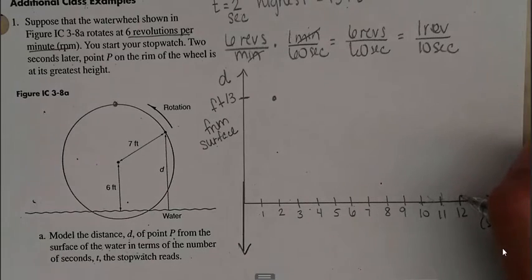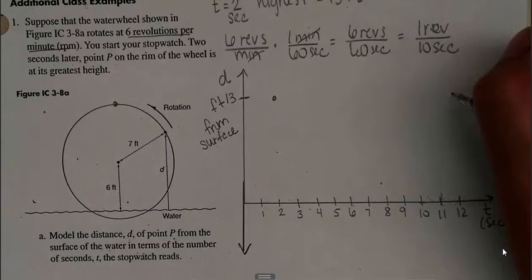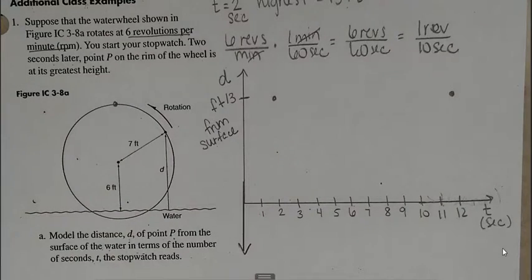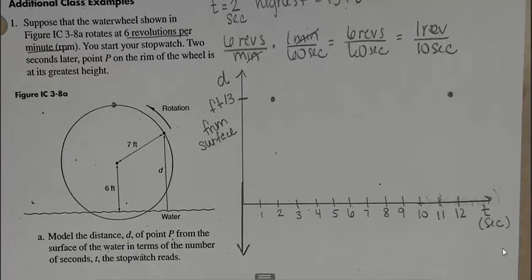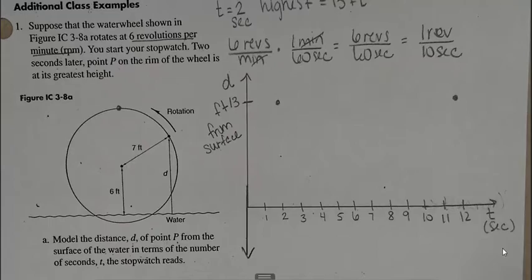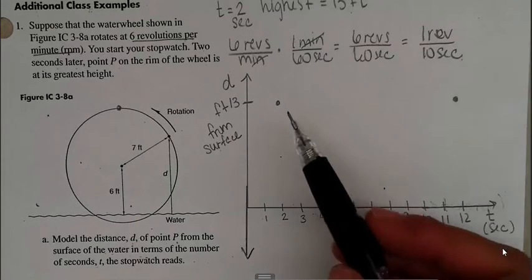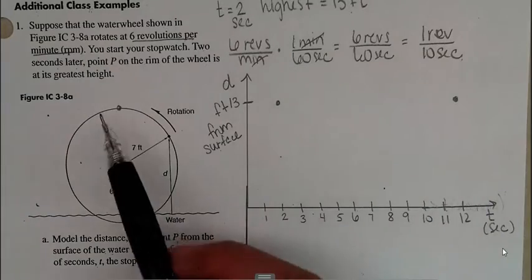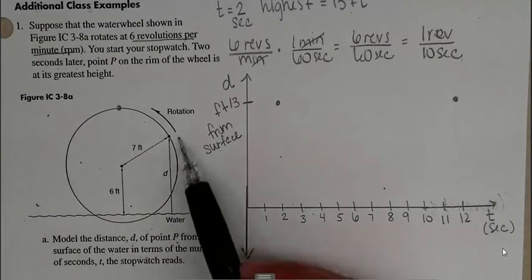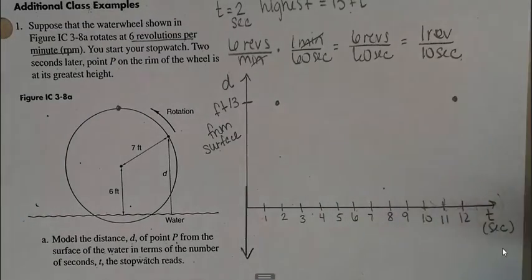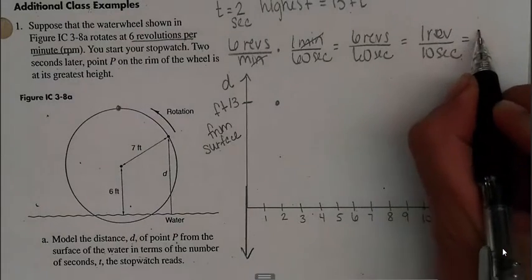All right, so at 12 seconds, I'm back up to my highest height of 13 feet. So let's go back to that. 1 revolution per 10 seconds. Notice how I would have completed an entire period. If I started up here and I went all the way back around, that's an entire period. So this right here is actually my period.